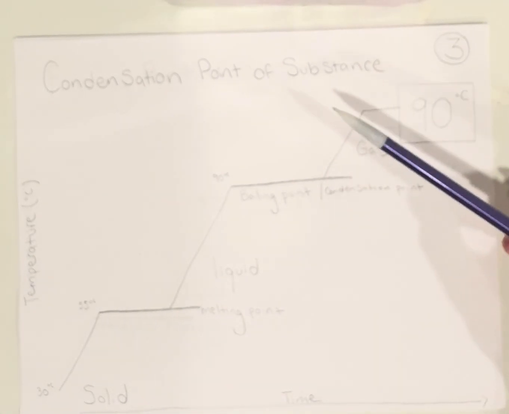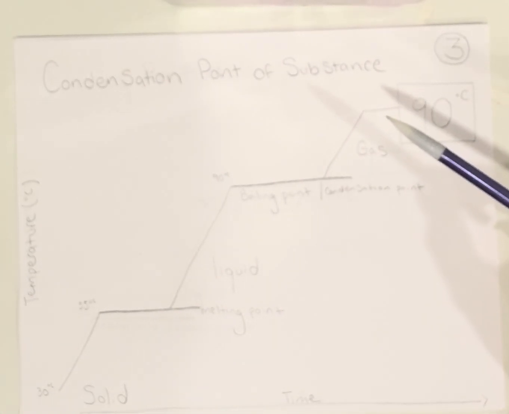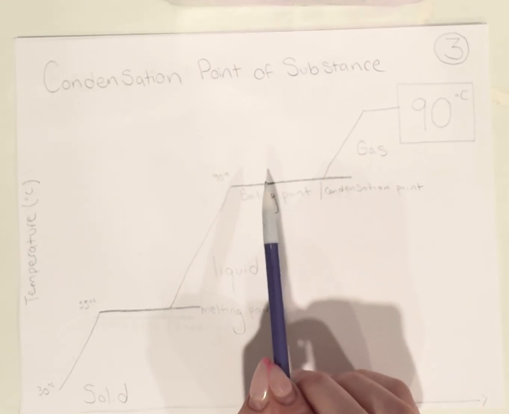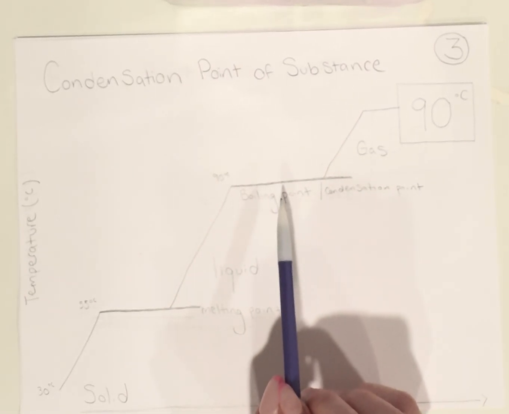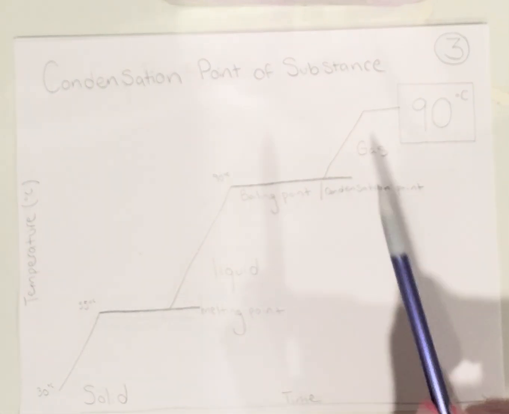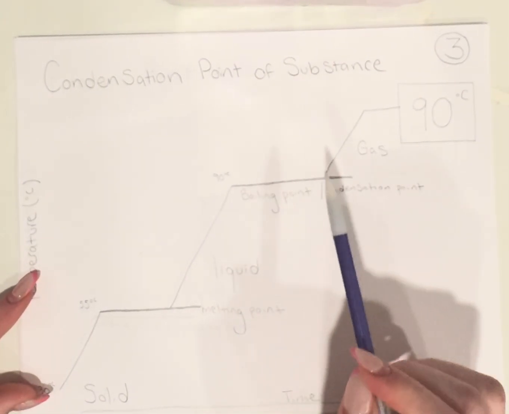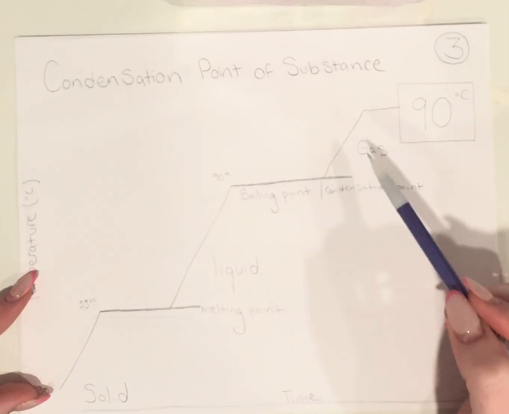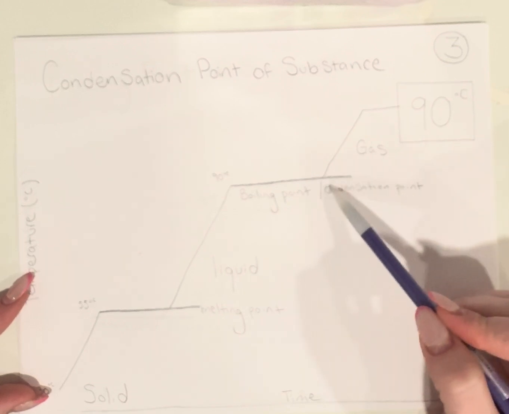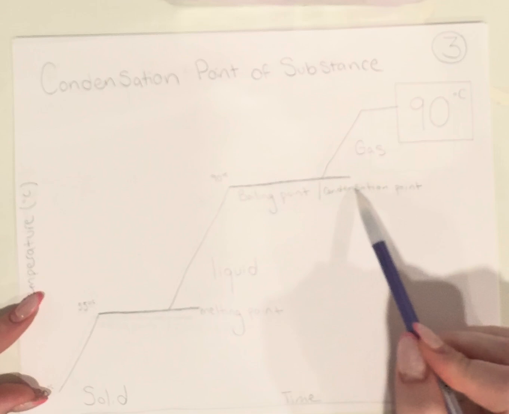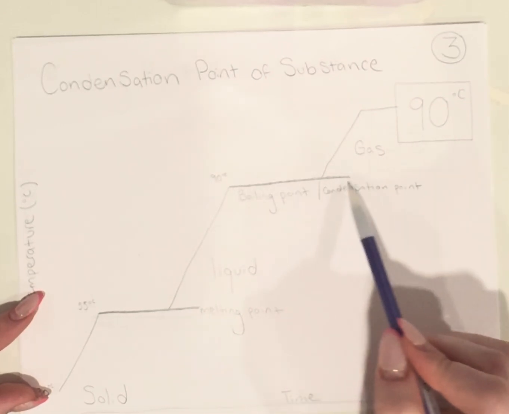Number 3, the condensation point of the substance. This is also 90 Celsius. And I know this because the condensation point is also the boiling point. The substance has reached a certain temperature that the gas has to change to a liquid. So because we are changing from a liquid to a gas, we are going to build up a form of condensation during this. And so that would make us have this condensation point and also the boiling point.